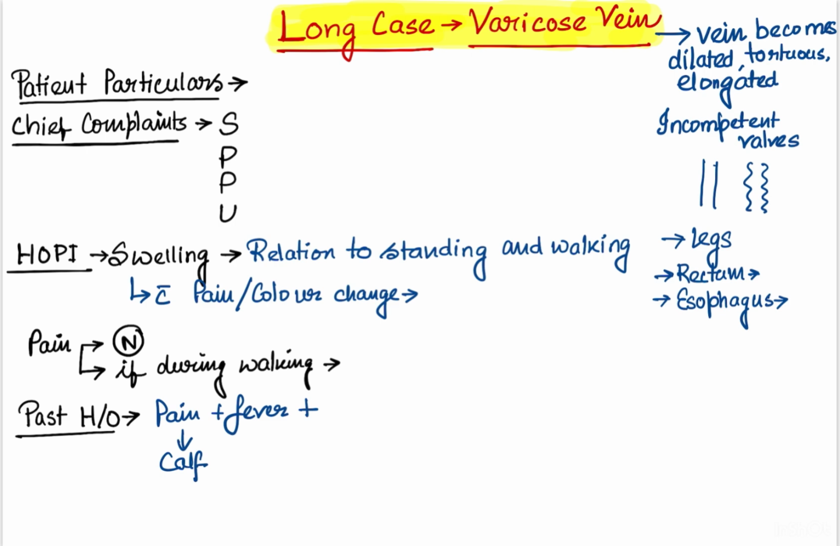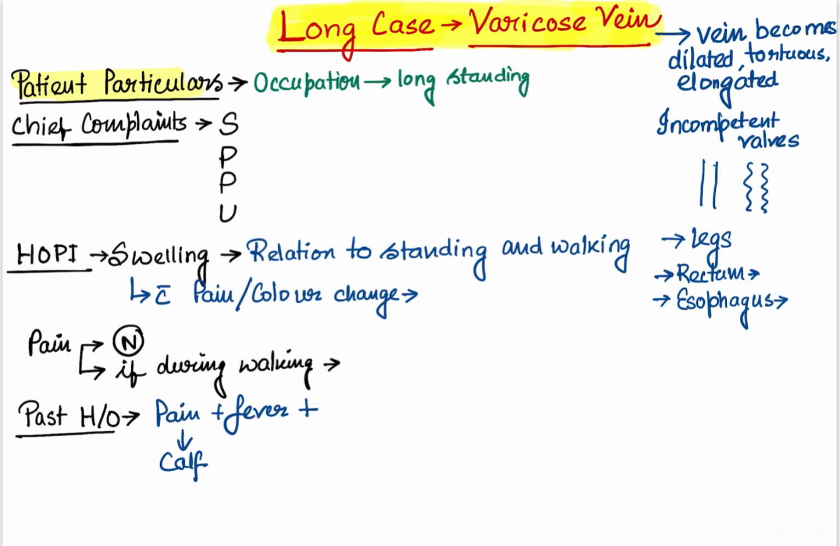I am going to describe the important points in history and the rest of the format will be same just like the other case. In patient particulars, there is only one point important, that is the occupation of the patient. If occupation involves long-standing hours, that should be mentioned in the history as it is one of the important risk factor for the occurrence of varicose vein.